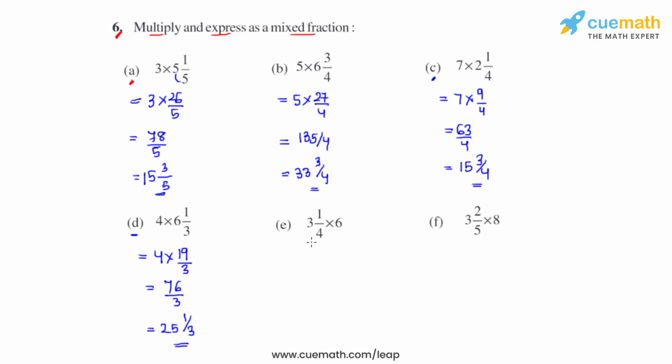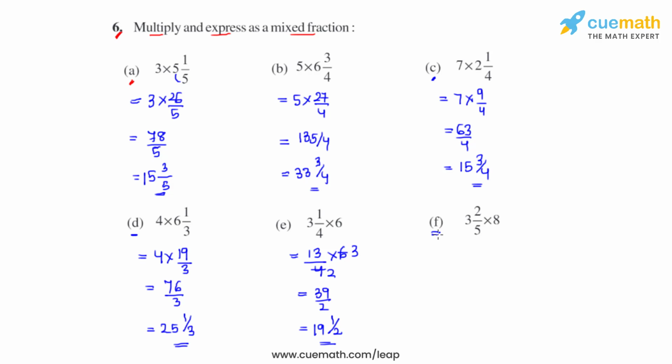Coming to part E, we have 3 1/4 times 6. So the improper fraction for this will be, 4 3s are 12. 12 plus 1 is 13. 13 over 4 times 6. Now we can reduce it. So 2 2s are 4. 2 3s are 6. 13 times 3 is 39. So we write it as 39 by 2. When we divide 39 by 2, we get the quotient as 19 and the remainder as 1. So the mixed fraction for this will be 19 1/2.